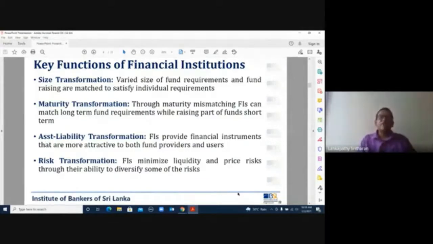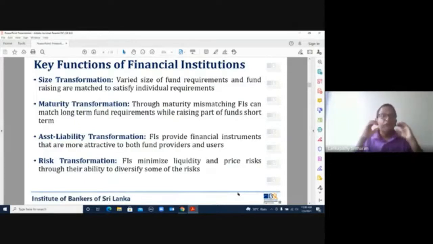And the risk transformation, of course, which we will discuss in detail in the risk management section. Financial institutions minimize the liquidity and price risk through their ability to diversify some of their risk. The liquidity risk is connected to the maturity transformation. For example, a surplus unit person has some 1 million or 2 million rupees as excess fund, and he initially decides, I need this money in 1 year. But suddenly he needs some money in the 6 month period. So there is a liquidity need. These financial institutions give it back with some penalty or something, providing the liquidity to the surplus person.